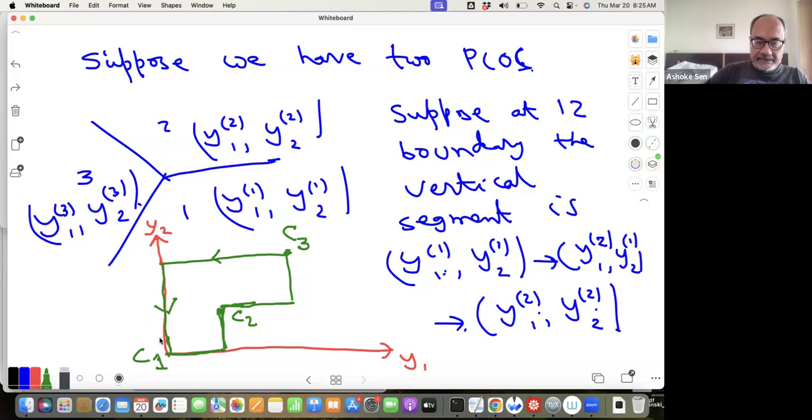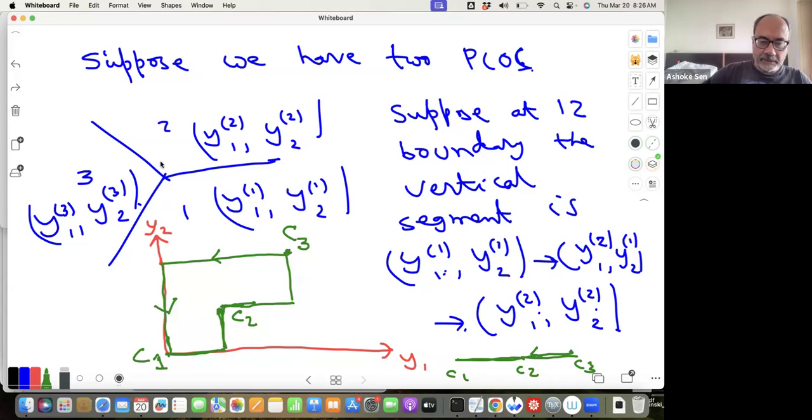And now you see that there seems to be a problem because these don't quite collide. This is a non-trivial region that you have left out. Let's contrast this with the case when we had only one PCO. In the case of one PCO, you first move from C1 to C2, then from C2 to C3, and then C3 back to C1. So there you have basically retraced the path, but here you are not retracing the path. There's an area that is left over.